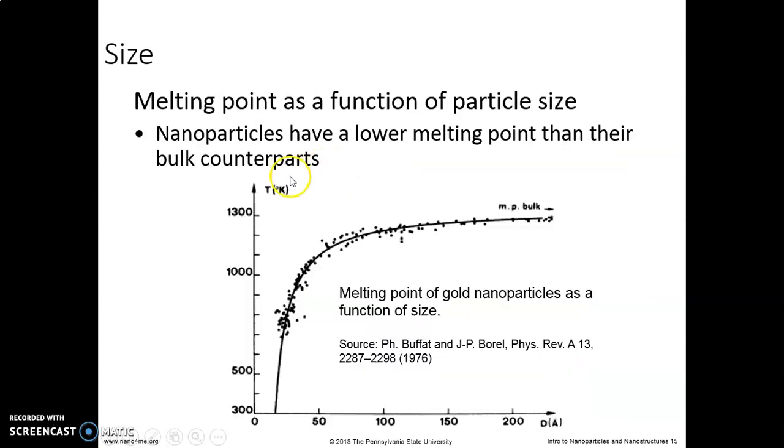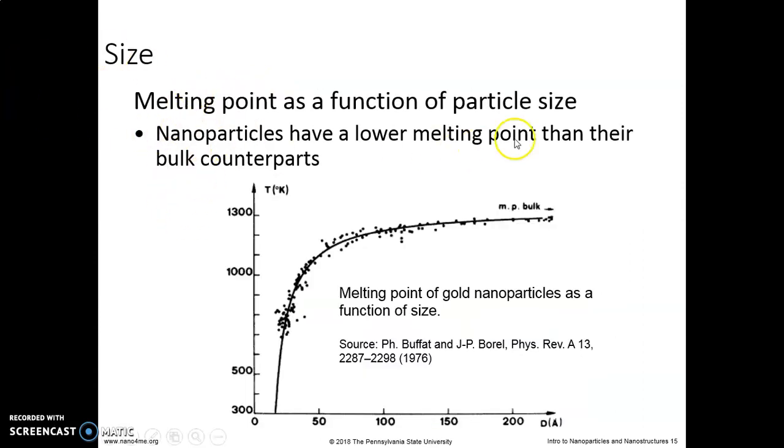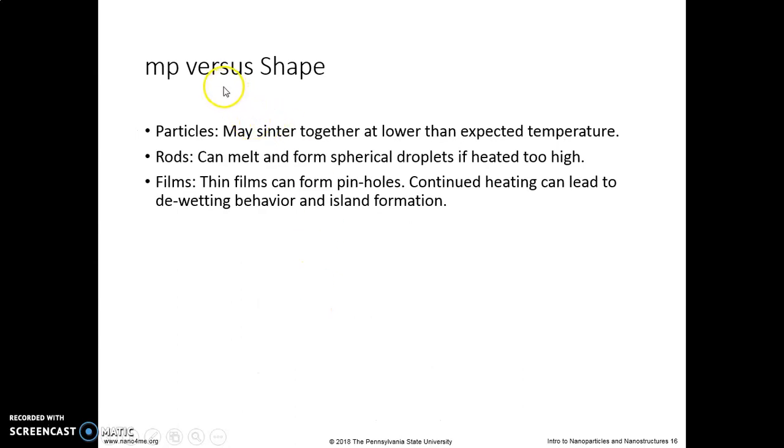As the percentage of atoms at the surface increases, the mechanical, optical, electrical, chemical and magnetic properties will vary. Similarly, the melting point as a function of particle size, we already saw, but here the graph explains it clearly. Here you can see that as the nanoparticle diameter increases, the melting temperature increases. When the diameter decreases, the melting temperature also decreases.